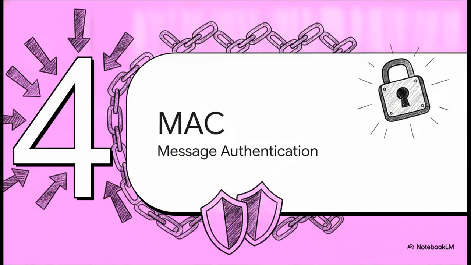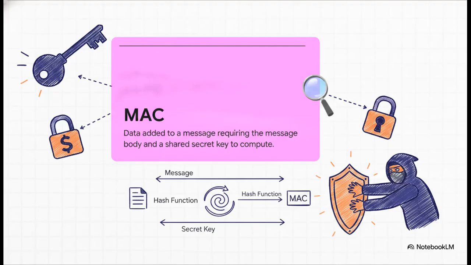So how do we fix this? Enter Section 4, Message Authentication Codes, or MAC. To fix this massive vulnerability, we need to upgrade our toolset to something that guarantees both integrity and authenticity simultaneously. And the introduction of a secret key is the ultimate elegant fix.